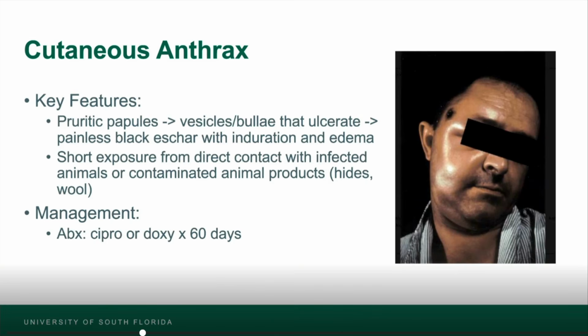Cutaneous anthrax. So another skin infection that sort of fits in its own category in my mind. But it starts with a pruritic papule. It develops into a vesicular bullae. It ulcerates and then causes that painless black eschar. This picture is also highlighting the amount of edema that can be associated with that eschar. And it's usually shortly after exposure from direct contact with an infected animal or contaminated animal products. You may see it on hands. And it's a course of Cipro or Doxy.